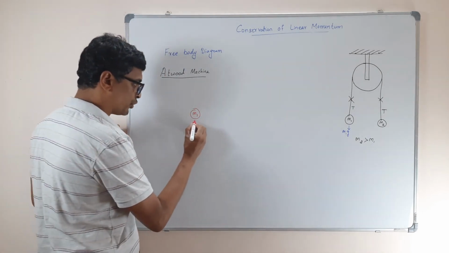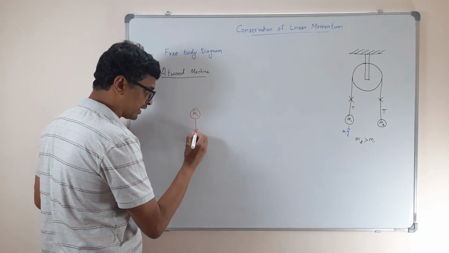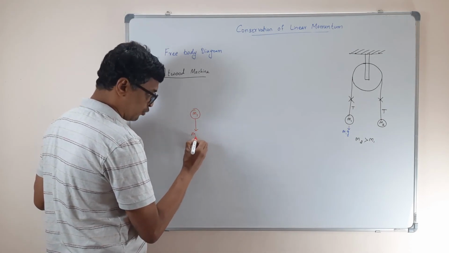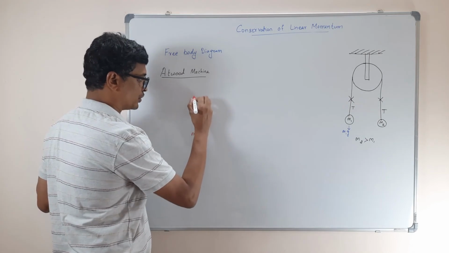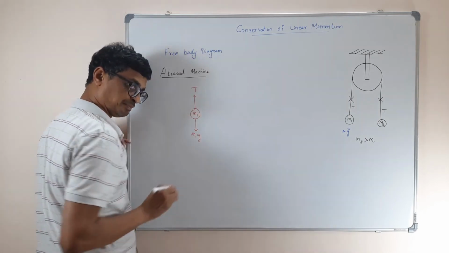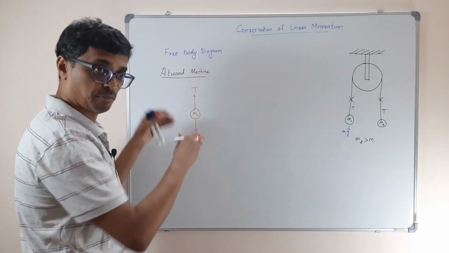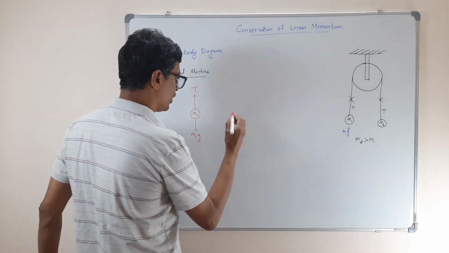What are the forces acting? There will be a downward force acting, that will be M1G. And there will be an upward force acting, that will be a tension. There can be a resultant force. Actually, that's right. And similarly for M2, what will it be?